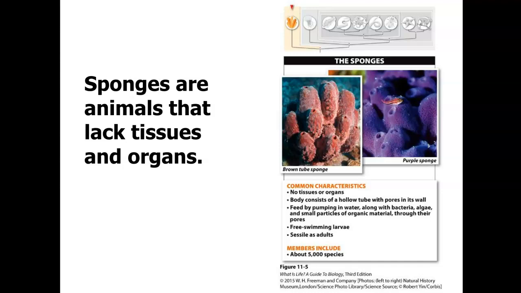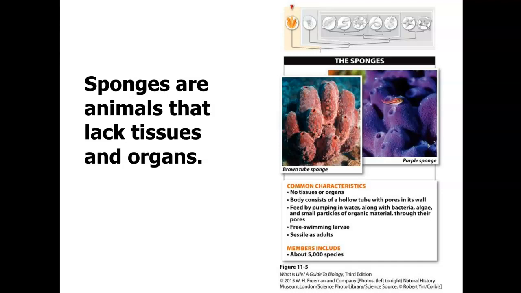They're going to lack symmetry. The body is going to be a hollow tube basically with pores in its walls. And it's going to feed by filter feeding. So basically it's going to feed by pumping water, bacteria, algae, small organic materials through the pores.